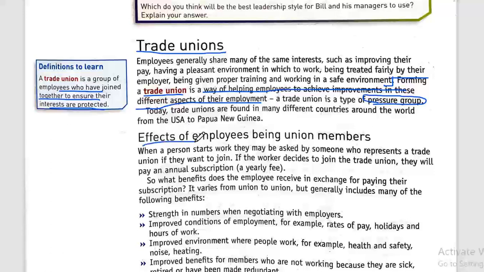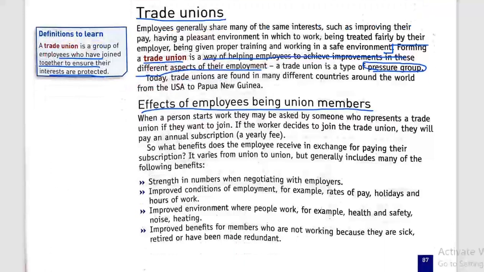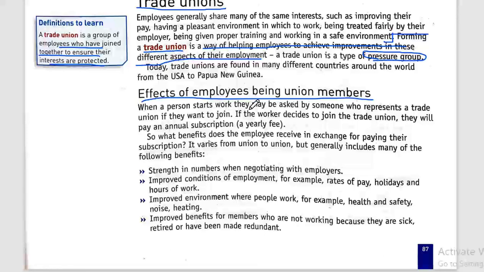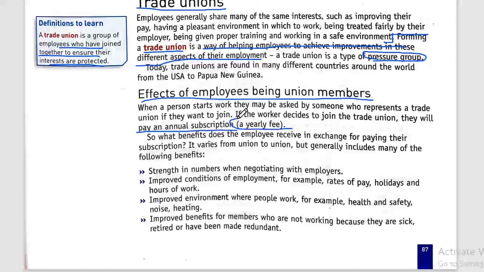So, effects on employees being union members. So what are the effects? The first thing: when a person starts work, they may be asked by someone who represents a trade union in this organization if he wants to join. If the worker decides to join this trade union, he will pay an annual subscription. Usually it's a yearly fee.